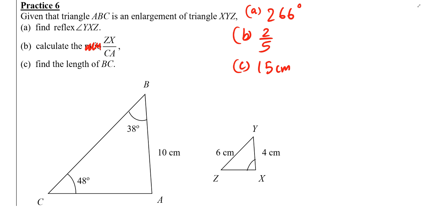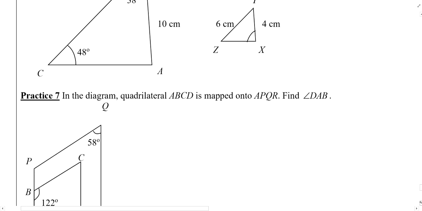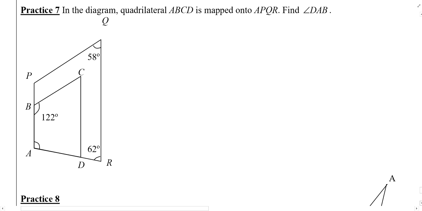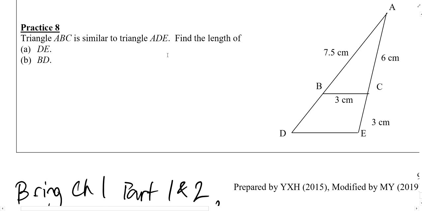So part B, anybody requires help? If not, then for part C, 15 cm, anybody needs clarification? None. So I'll move on. Practice 7. Find DAB. The answer is 118 degrees. Anybody needs help for this? None? Then last one. Find the length of DE. DE will be 4.5 cm.